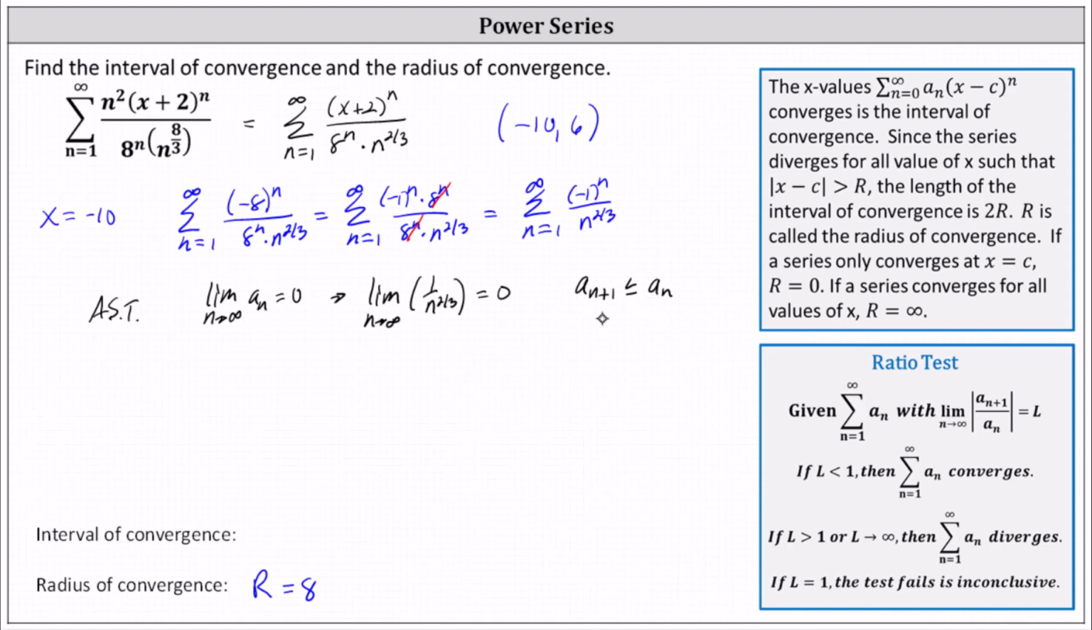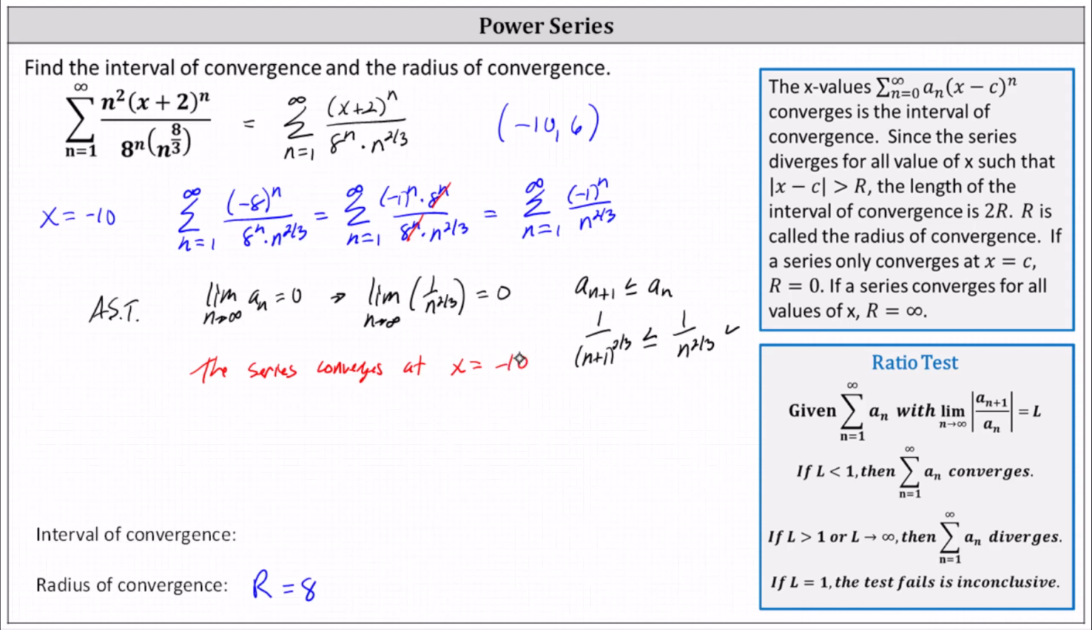Well, a sub n plus 1 is 1 divided by the quantity n plus 1 to the 2/3, and a sub n, of course, is just 1 divided by n to the 2/3. Because 1 divided by the quantity n plus 1 to the 2/3 has a larger denominator, 1 divided by n plus 1 to the 2/3 will always be less than or equal to 1 divided by n to the 2/3, which means the series converges at x equals -10.